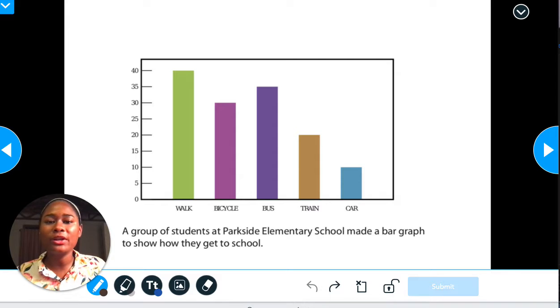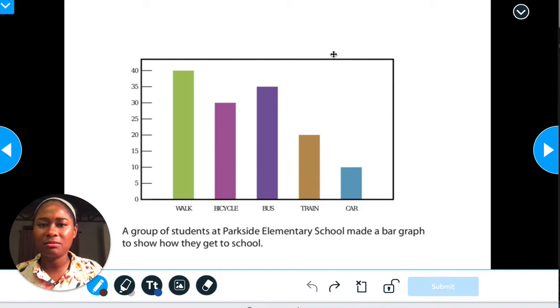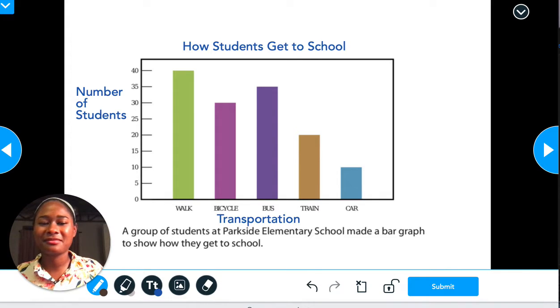So now we're going to go over using a bar graph to answer questions. We're going to use the bar graph that you see here on the screen, and wait a second. Looks like this bar graph is missing a couple of things. Let me fix that. Much better. So, this bar graph was missing a title, and it was missing the labels for the x and the y-axis. How are people going to know what the bar is even telling us?